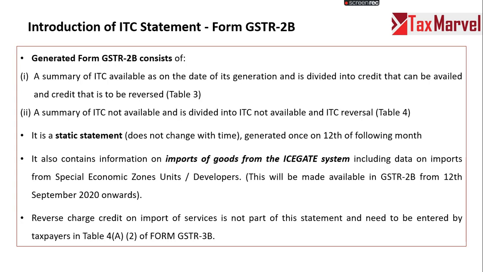So what does GSTR 2B consist of? It will consist of a summary of ITC available on the date of generation, which is divided into credit that can be availed and that is to be reversed. It is also a summary of ITC not available, divided into ITC not available and ITC reversed, in Table 4. Mind it friends, this is a static statement. So this statement does not change once you generate it again and again. Once this statement is populated on the 12th of the following month, it will remain the same.